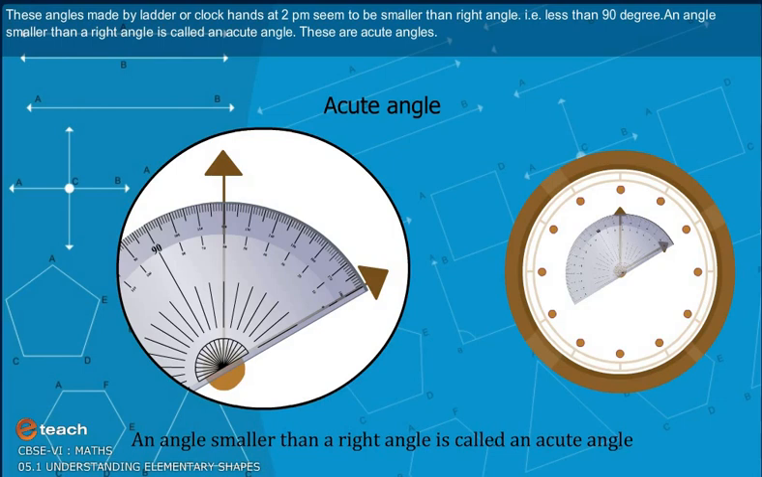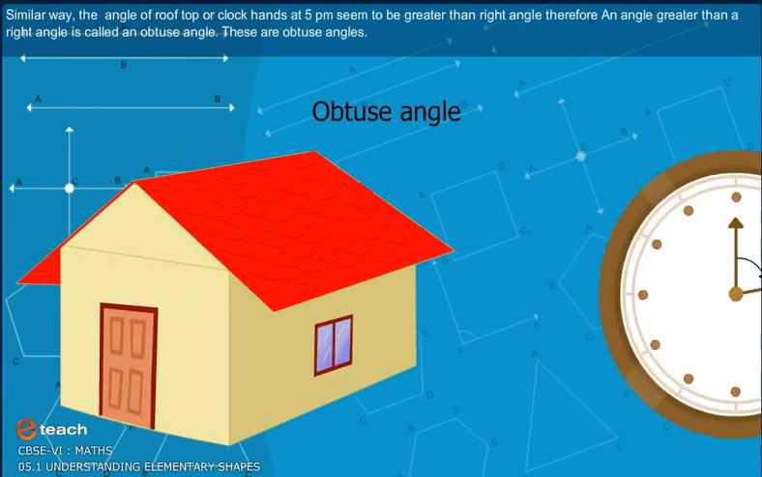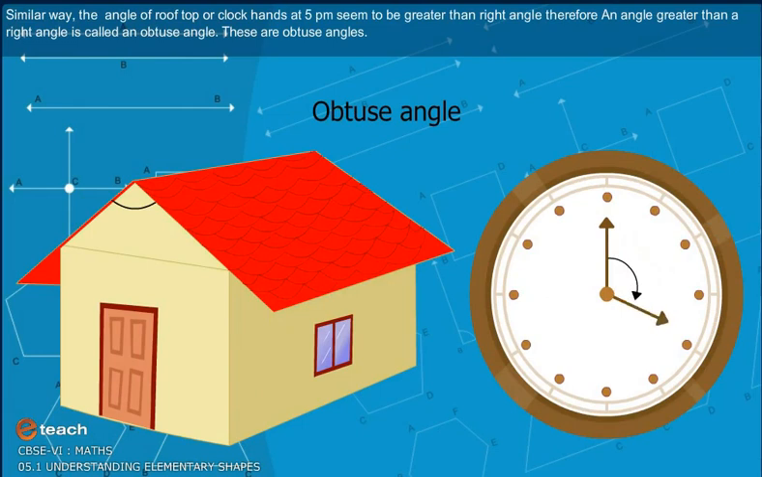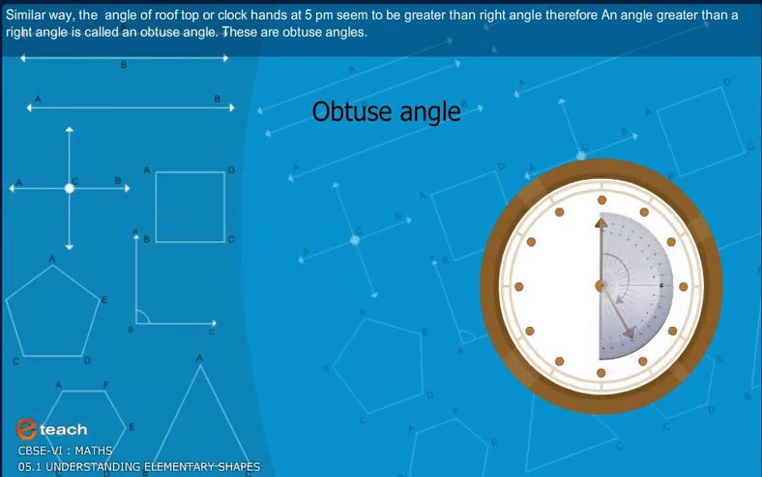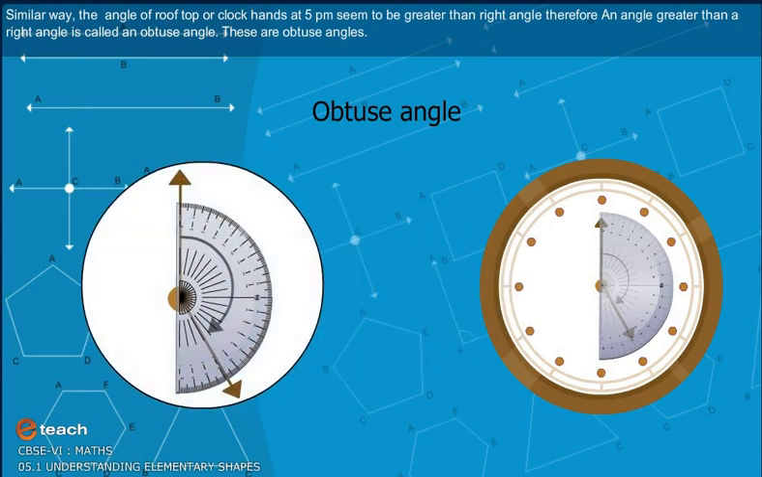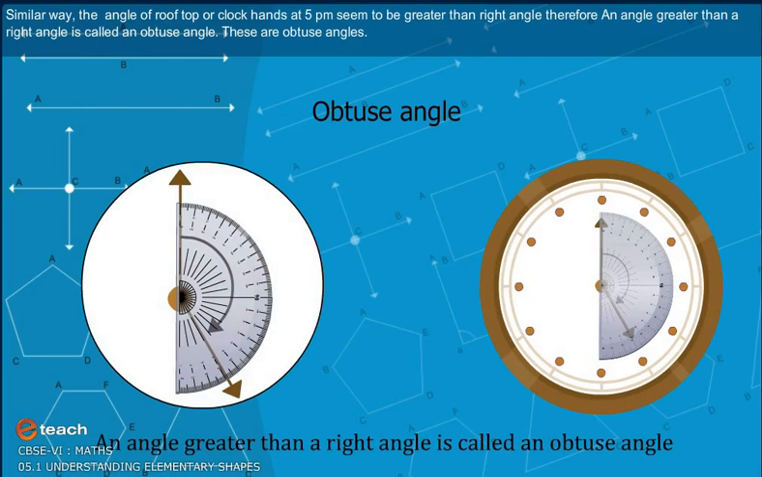These are acute angles. In a similar way, the angle of a rooftop or clock hands at 5 p.m. seem to be greater than a right angle. Therefore, an angle greater than a right angle is called an obtuse angle. These are obtuse angles.